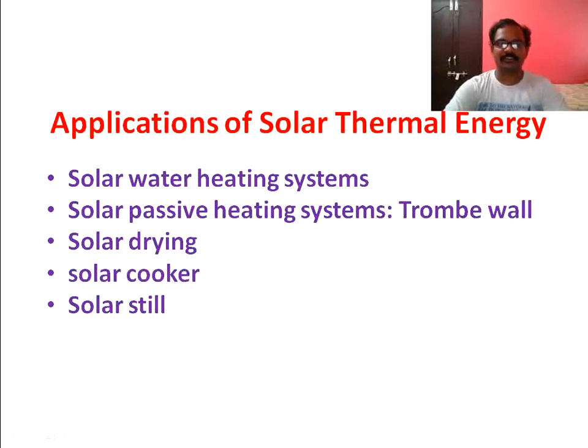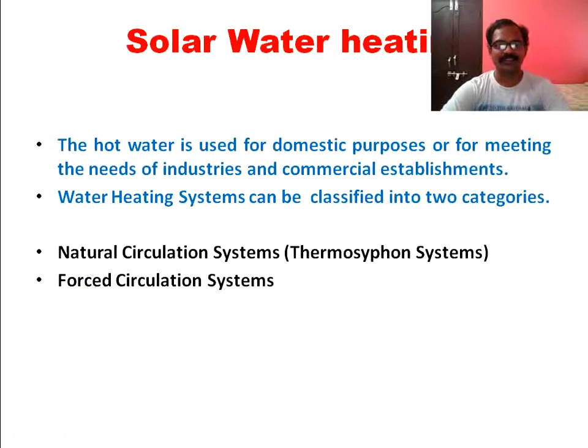Now let's talk about the first thing, called solar water heating system. Any industry or hotel will require hot water. Any apartment also will require hot water. If I provide the hot water by means of solar, we'll call it a solar water heating system. There are 2 different types of solar water heating systems. One is a natural circulation system, which is also called a thermosiphon system, and the other one is a forced circulation system. The natural circulation system is used in residential applications, whereas forced circulation systems are used in hotels or any industrial applications where huge amounts of hot water are required.